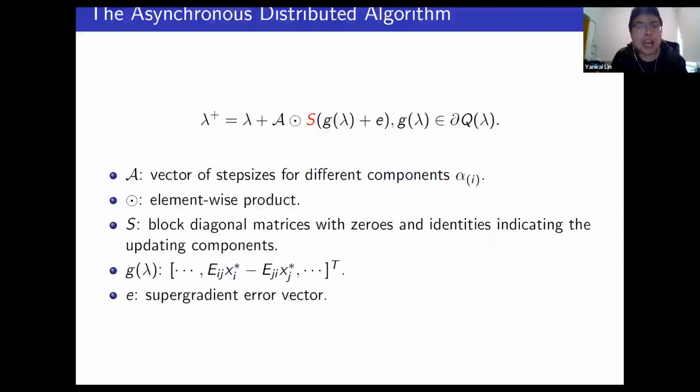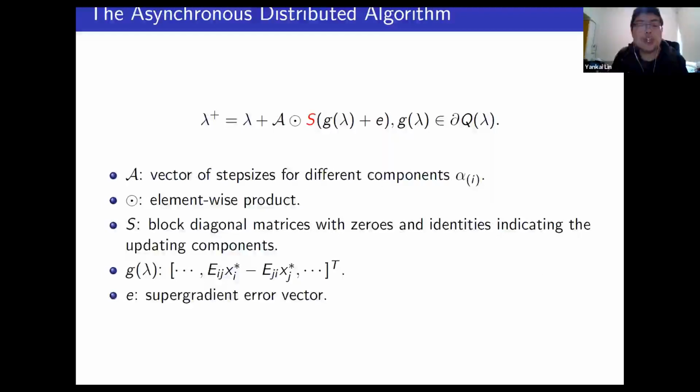And as labeled here in red, that's the interesting part. It's a block diagonal matrix with only zero matrices and identities indicating the updating components. If some components are updating, then depending on their dimension, it's going to have identity matrices. And everyone else will have zeros, which means they're not updating at all. So that's lambda plus equals lambda, and they're not doing anything because they're not updating.